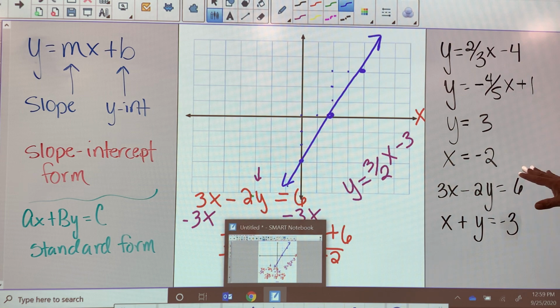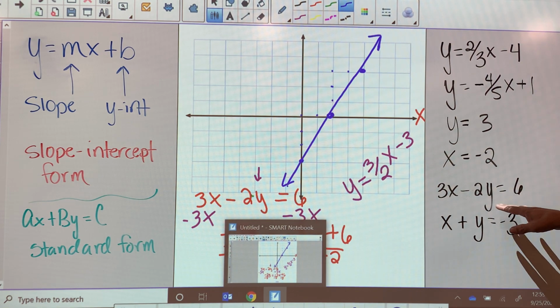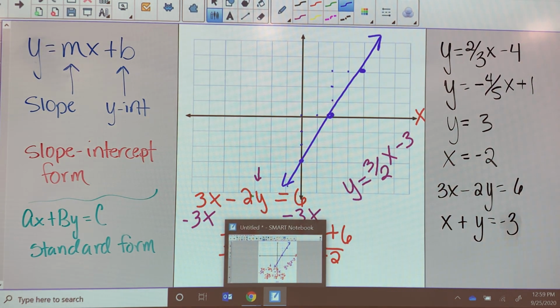And again, what I did was I converted it from standard form to slope-intercept, and then I was able to draw the graph out. So we're going to do one more to wrap this video up.